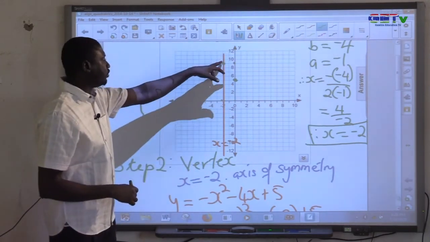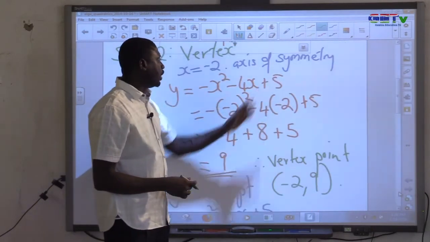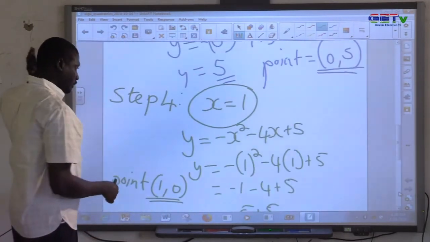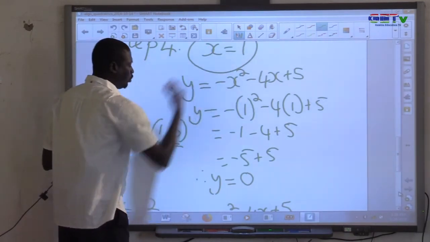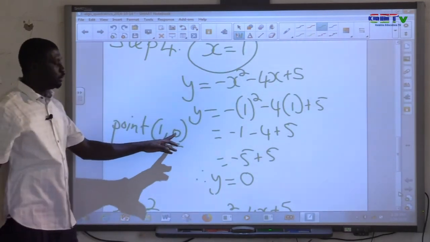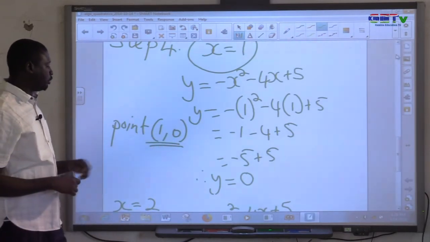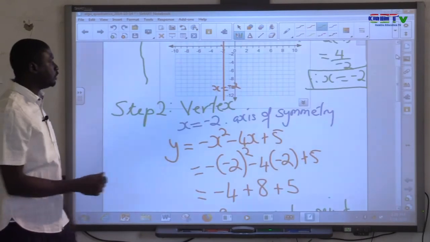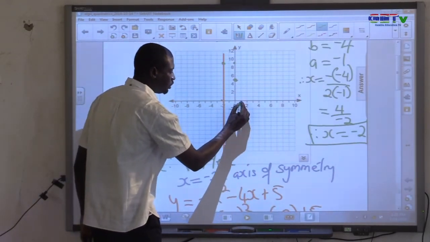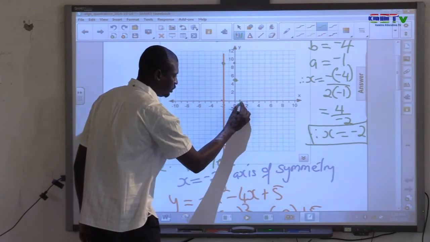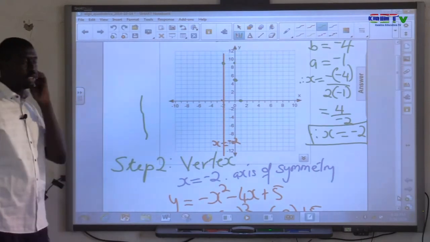So we're able to get the vertex and the y-intercept. So we have to find the extra 2 points to complete the curve. When we choose x equals 1, we get an output of y value 0. So when x is 1, y is 0. So at that point, coordinate point 1, 0, x is 1 here, y is 0. So it's at this point. That is the first point.